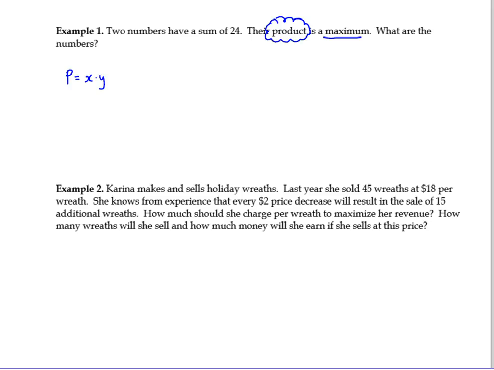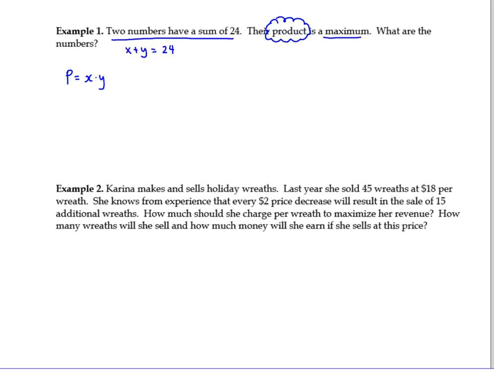Next step is to get rid of one of the variables. We only want 2 variables, we have 3. So what am I going to use to get rid of the other variable? There's another equation here. What's the other equation? Two numbers have a sum of 24. X plus y equals 24.